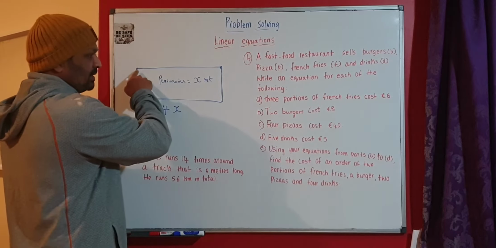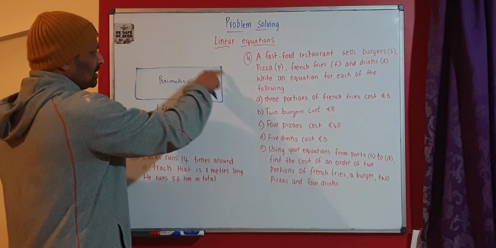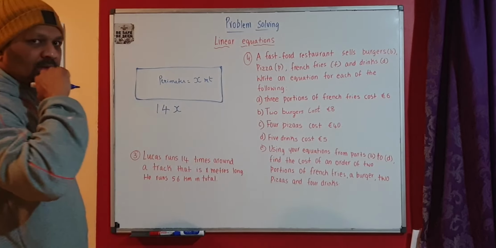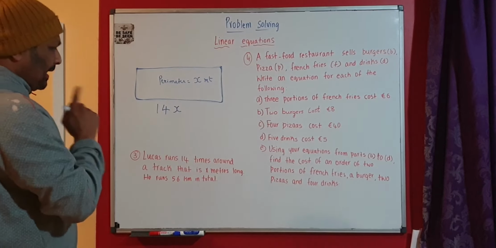One round, x meters. Another round, 2x meters. Another round, 3x meters. Another round, 4x meters. Like that, he covered 14 rounds. So it became 14 into x.